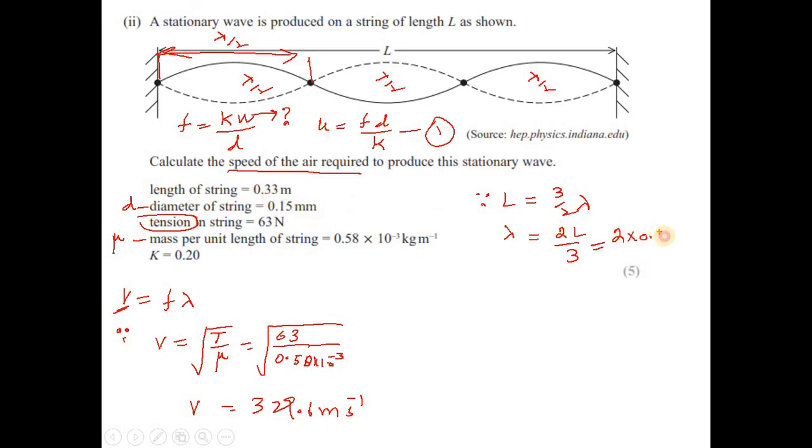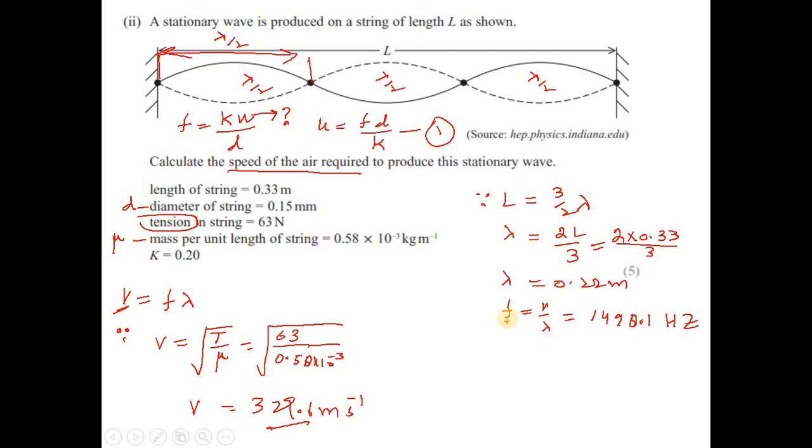Clearly 2L, the length is 0.33, divided by 3, and clearly lambda is equal to 0.22 meter. So we have a wavelength. Now we can figure out frequency. So frequency would be equal to v by lambda, and we have v here, we have lambda here. So you can figure out frequency, which is equal to 1498.1 hertz. This is the frequency.